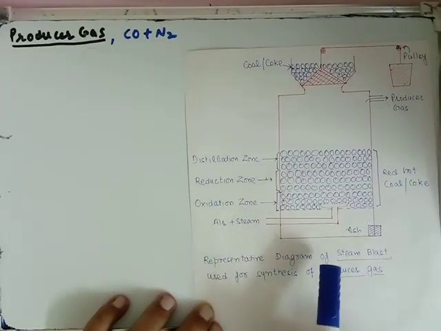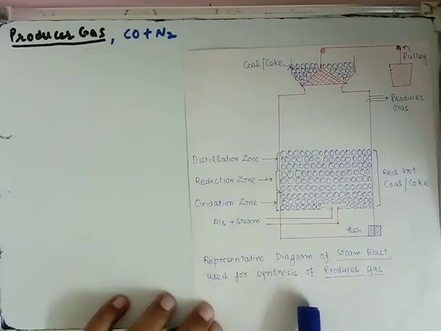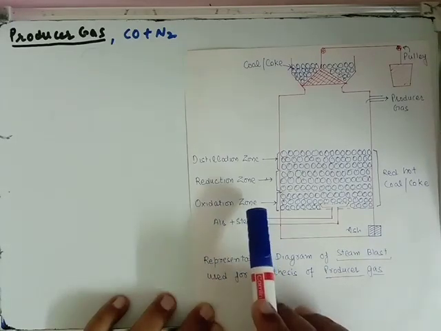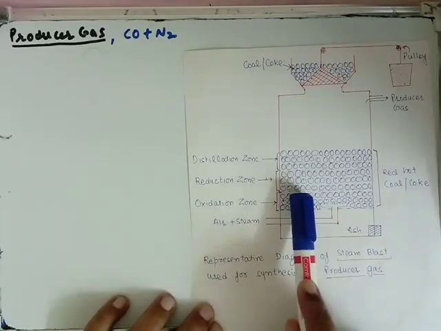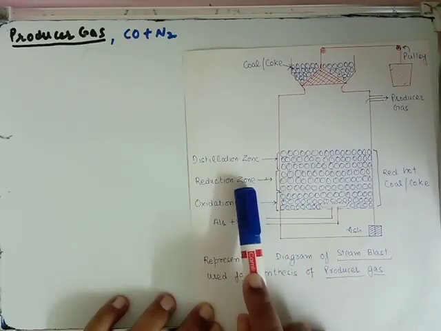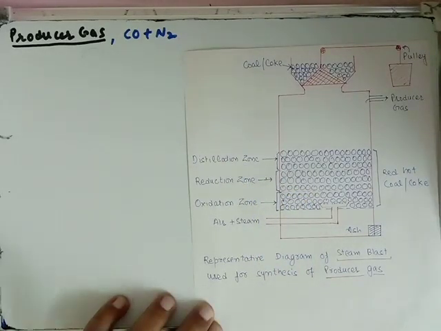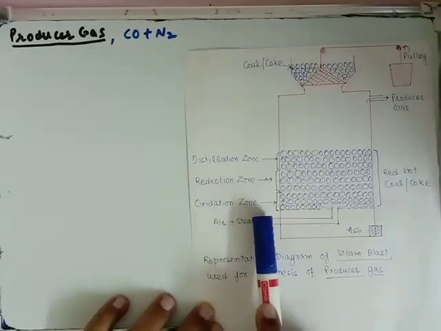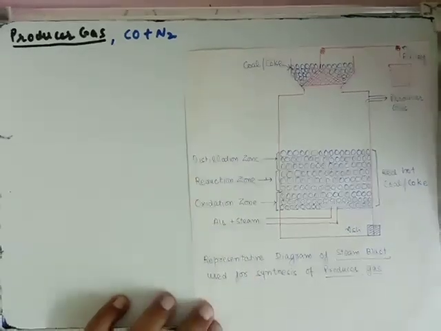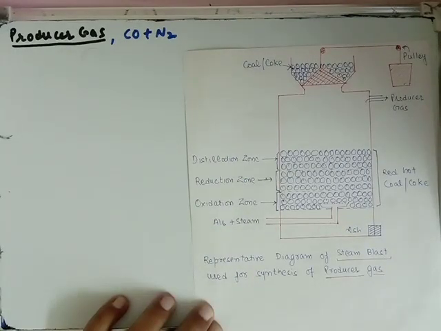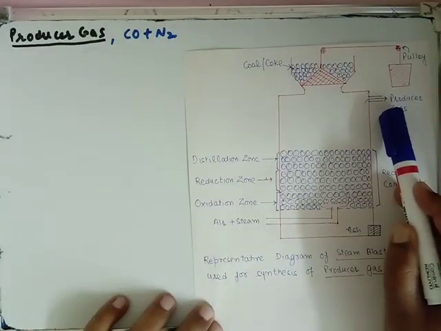Now coming to the gasifier, the reactions that take place in this gasifier can be divided into three zones. First zone is the oxidation zone, from here to here. Second zone is the reduction zone, and third zone is the distillation zone. In the oxidation zone, oxidation reactions take place. In the reduction zone, reduction reactions take place, and in distillation zone, some distillation type of reactions take place. We will discuss in this lecture one by one what kind of reactions are taking place in these three zones which lead to production of producer gas ultimately.